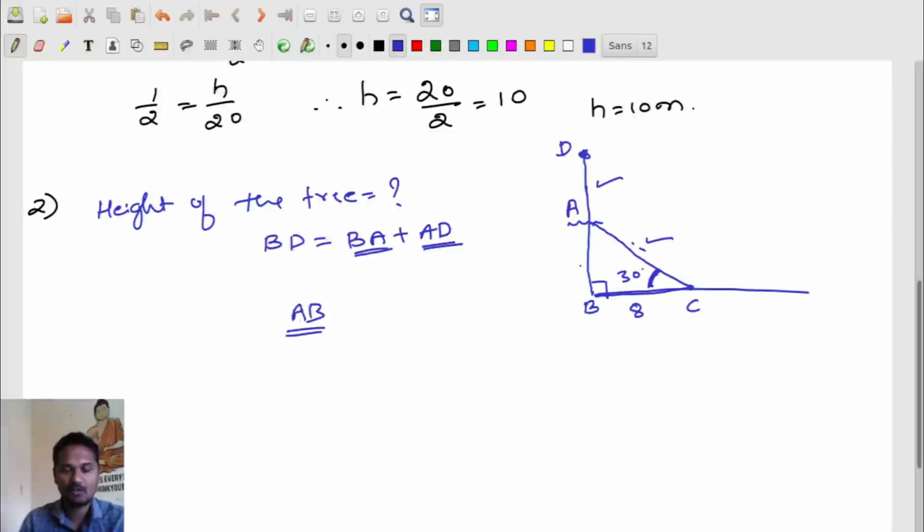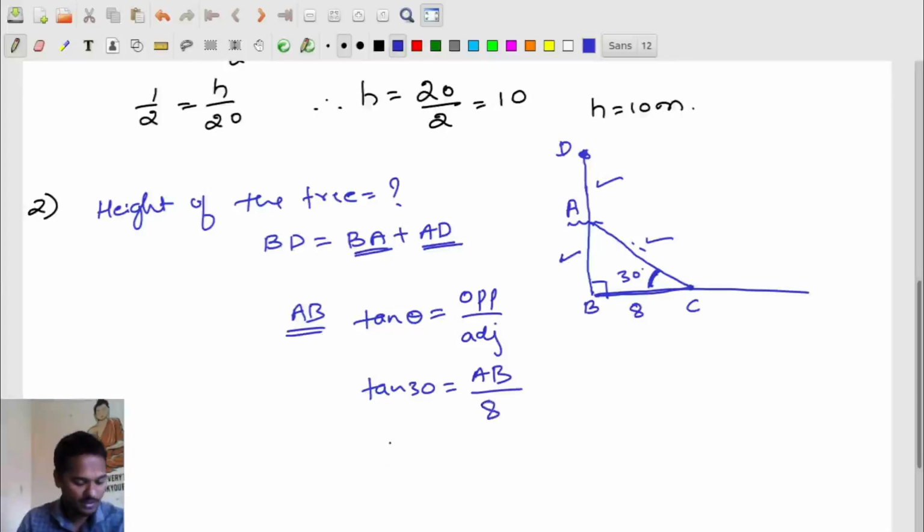How to find AB? We need AB and we have this adjacent side. Then what is the ratio of this opposite and adjacent? So that is your tan. So tan theta is equal to opposite divided by adjacent. Okay, and tan 30 is equal to opposite AB divided by adjacent 8. Now substitute the values.